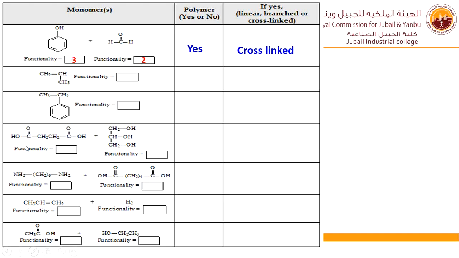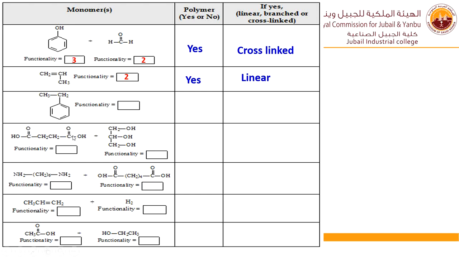Now let's look at the second one. The second one is propylene. It has a double bond, one double bond. Remember, one double bond means functionality is equal to 2. So here we have functionality equal to 2. So if your functionality is equal to 2, it will react with itself. The monomer will react with other monomers, and you end up with what? A polymer. So if you have propylene, you end up with polypropylene. So this will also give a polymer. And of course, if you have only 2, then it's going to give you a linear polymer. So this is similar to 2 plus 2.